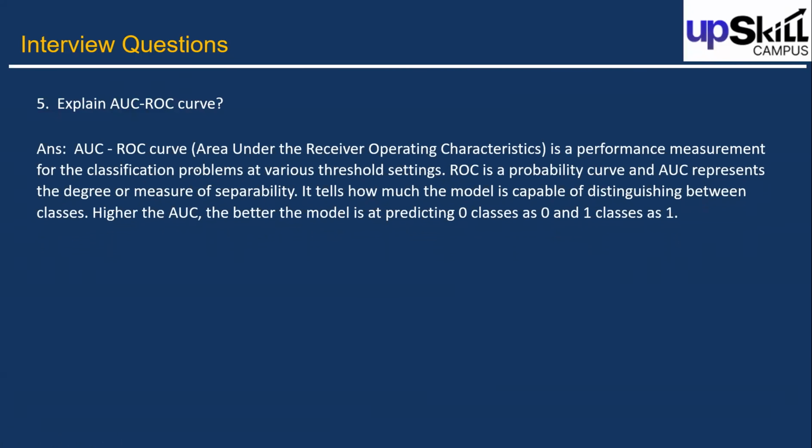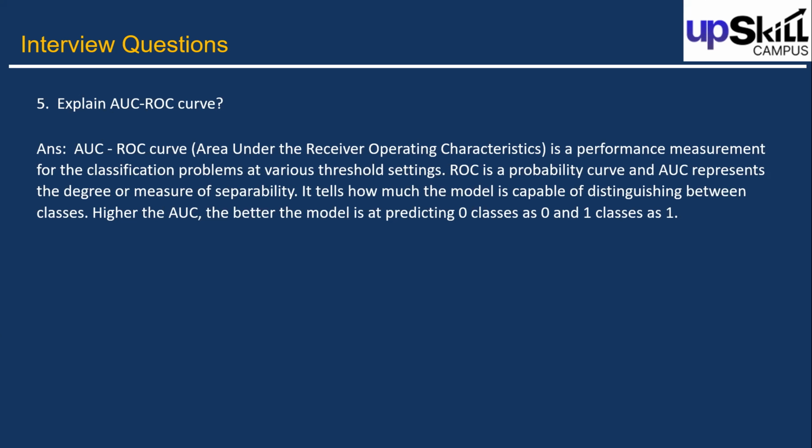AUC-ROC curve is basically the area under the receiver operating characteristic curve, or just area under the curve, and receiver operating characteristic is the curve name. It is a performance measurement for binary classification problems. ROC is basically a probability curve, or the prediction curve. And AUC measures how much your predictions are separated, how much your classes are separated.